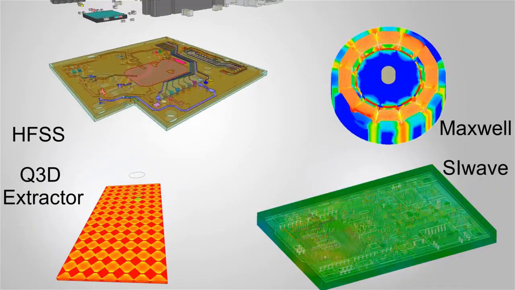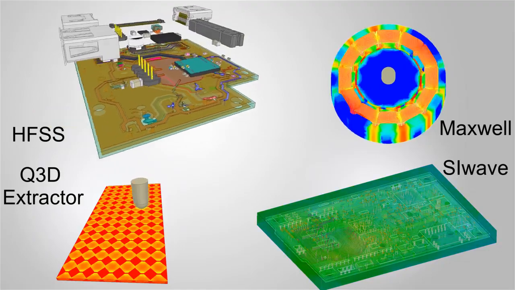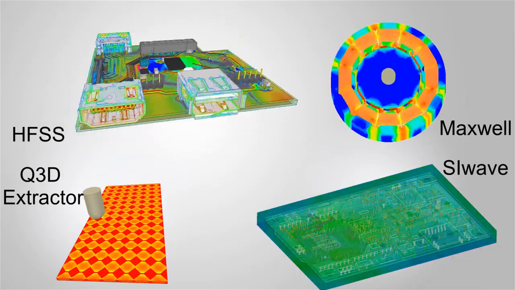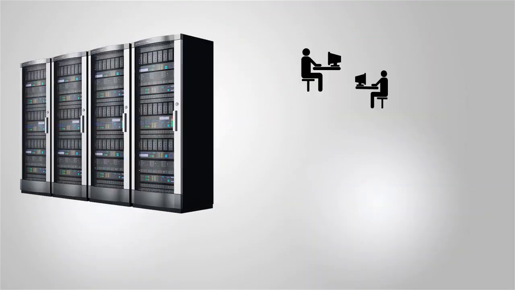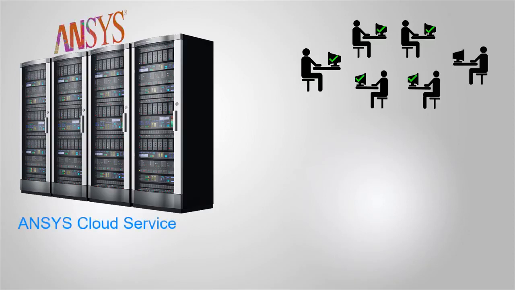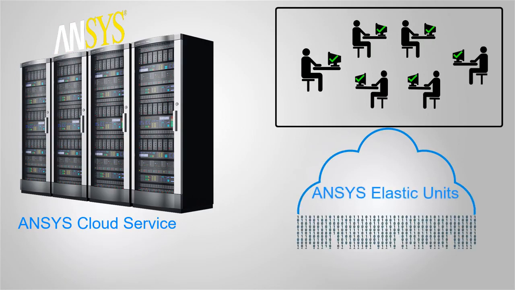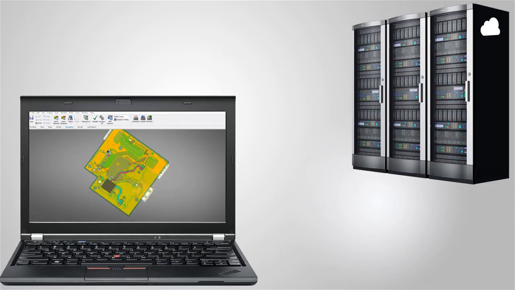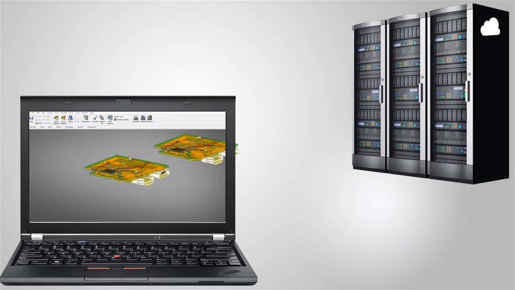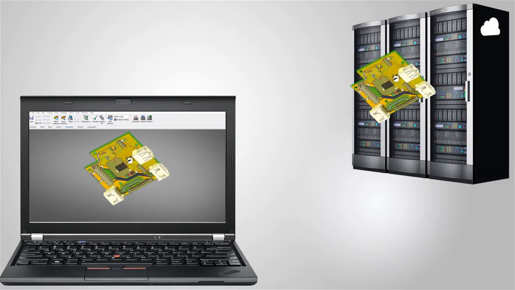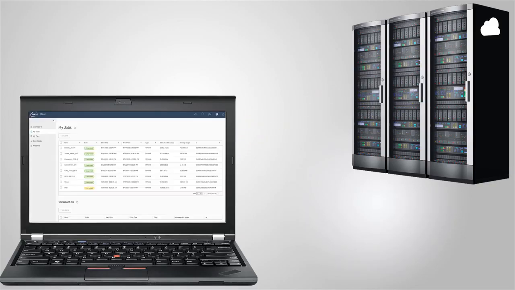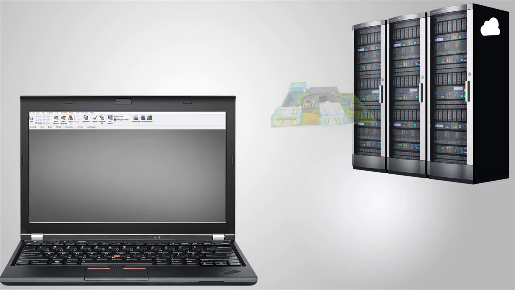To use Ansys Cloud, you need a license of one of these Ansys electromagnetic simulators. Each user needs a subscription for the Ansys Cloud service, and your company needs access to a pool of Ansys Elastic units. For any EM design in Electronics Desktop, you can submit a job to the cloud, monitor the solution, view job states, and download results.